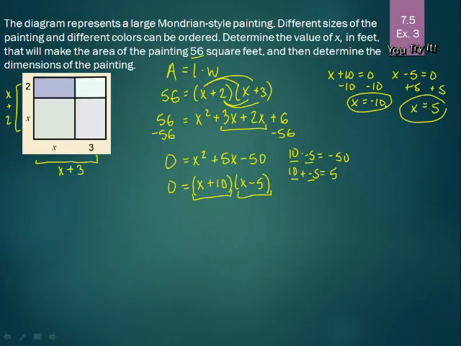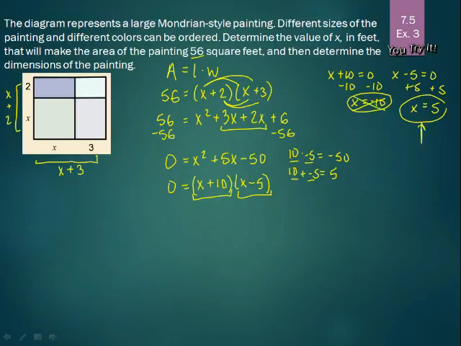Considering that if we had negative 10 equal to x, well, negative 10 plus 3, that's negative 7. We know that we can't have a negative length in feet for a painting. That just doesn't make sense. And so that eliminates one of these solutions for us, and we're just left with our one solution.